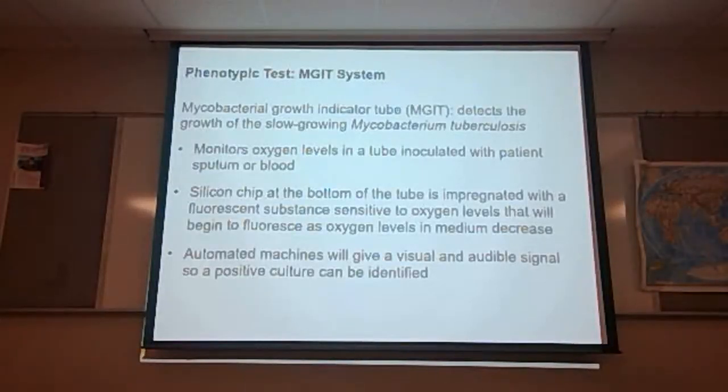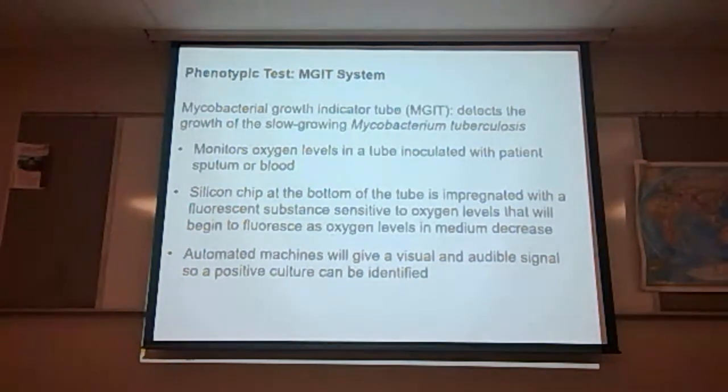Okay, so picking back up with some diagnostic techniques, there's a special type of media that is called MGIT, which stands for Mycobacterial Growth Indicator Tube. It detects growth of a slow-growing Mycobacterium tuberculosis bacteria. Some organisms are so fastidious in their growth patterns that we have had to develop specific and special media just for them because they grow so sporadically on other media.